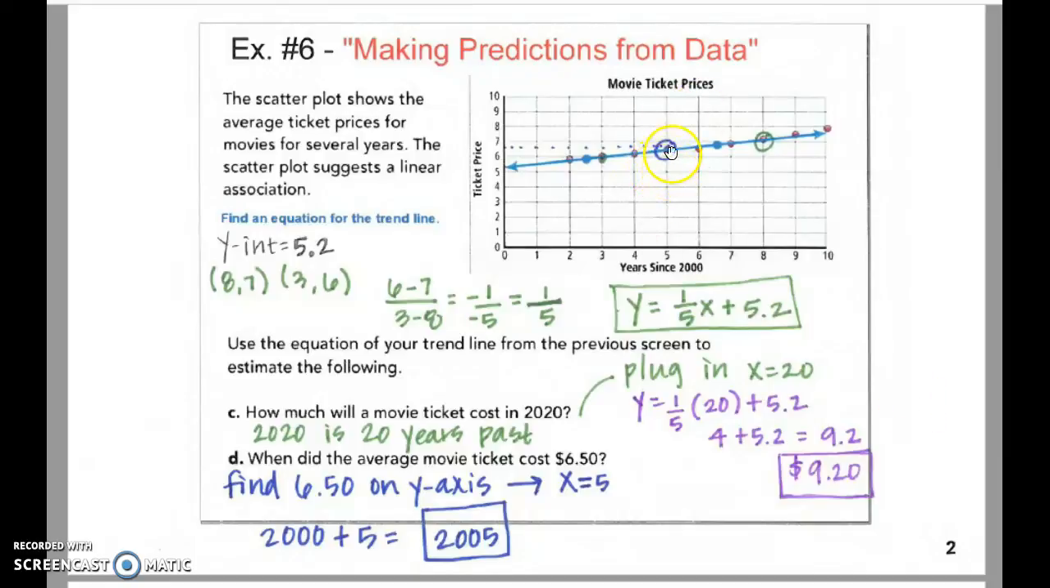So again, you have to find 2 points on your graph. I chose (8, 7) and (3, 6) from the line. I did 6 minus 7 over 3 minus 8. Good thing they're both negative. So negative divided by negative is positive 1/5 there.